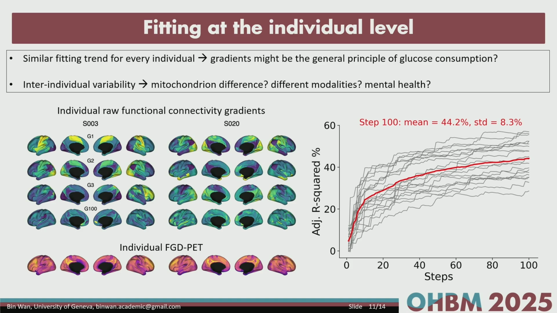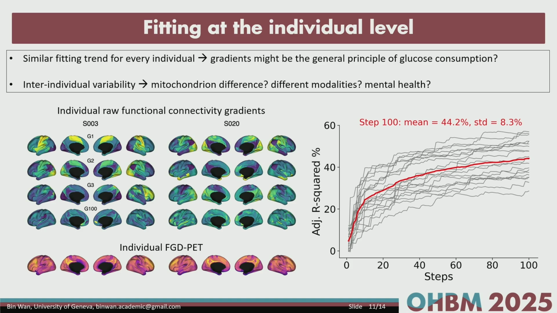And we think gradients might be the general principle of glucose consumption, but regarding the inter-individual variability, why there is such a large individual variation, it may be correlated with the mitochondrial differences in different regions and different persons, but we cannot test it because mitochondria is really from that person, and we cannot use in vivo data to fit it.